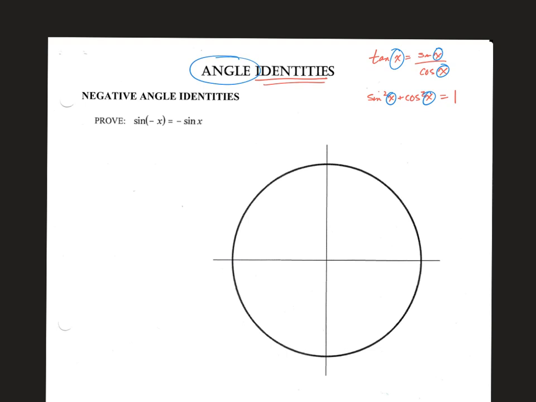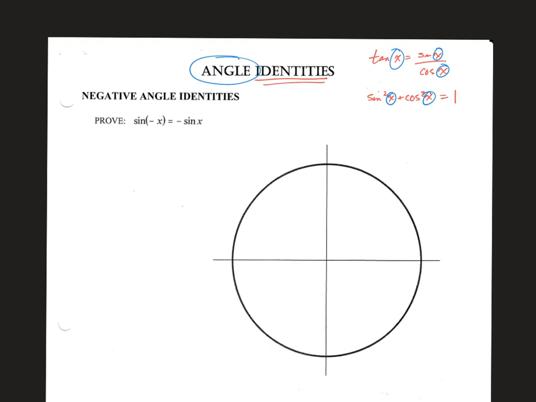For us to be able to use that identity, though, we have to be able to prove it. We've got to see where it comes from. It's not just a blind trust that it is true. So I want to walk through a proof for this negative angle identity.